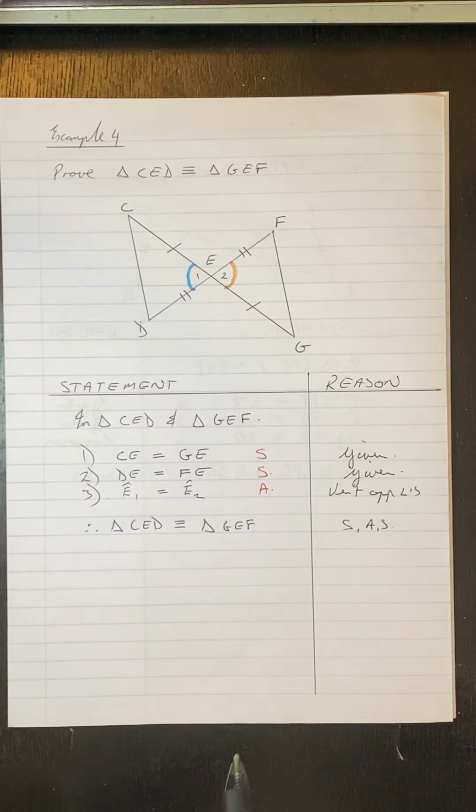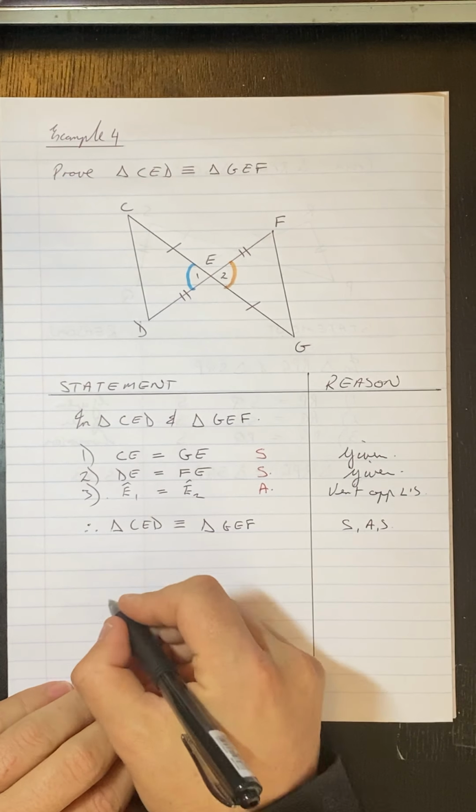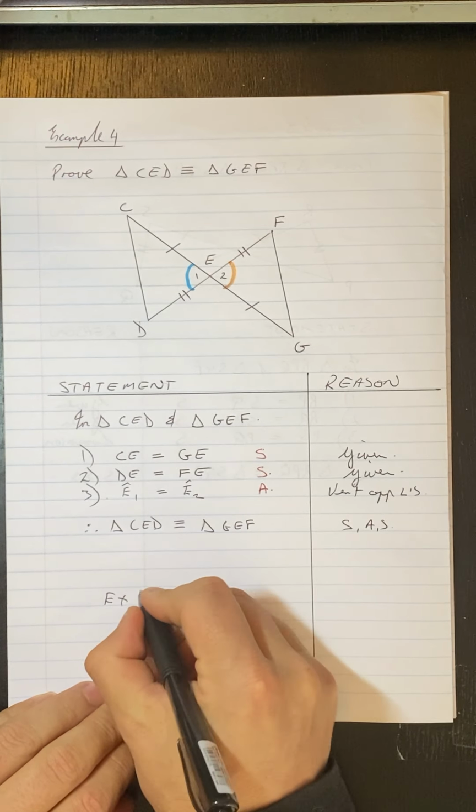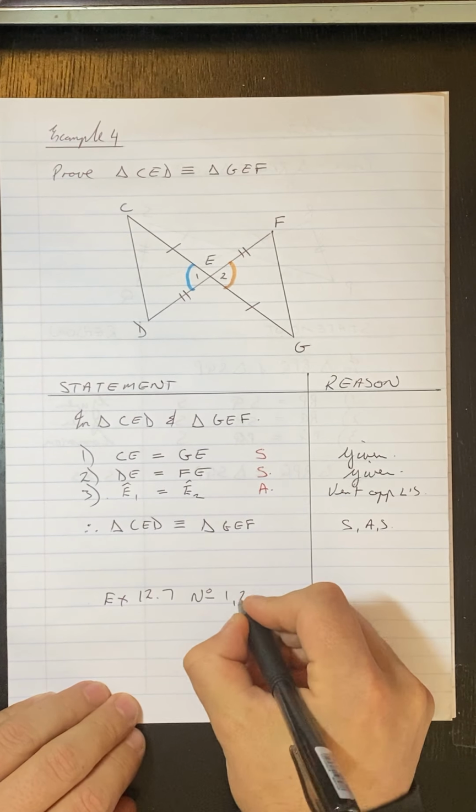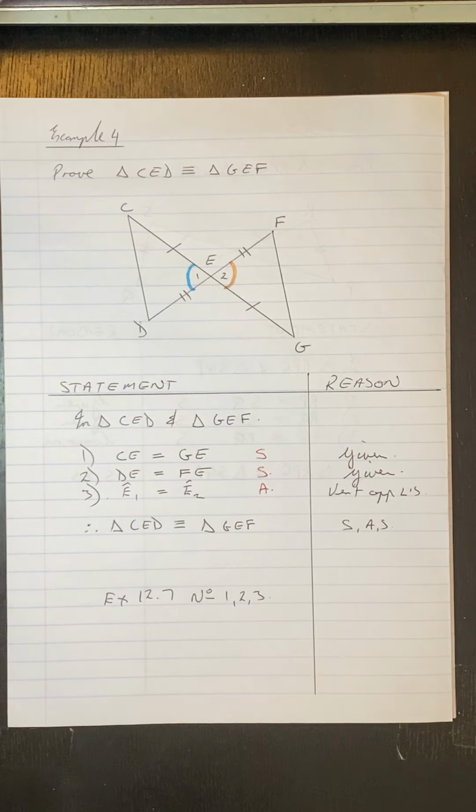All right. So, grade 9s, what I would like you to do is exercise 12.7, numbers 1, 2, and 3 for me, please. Thank you.